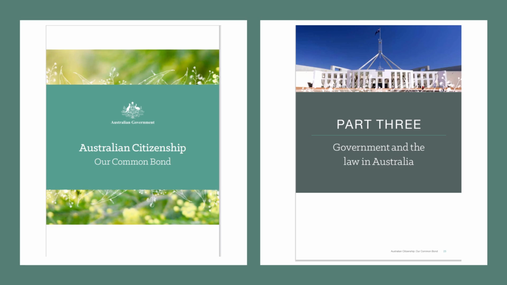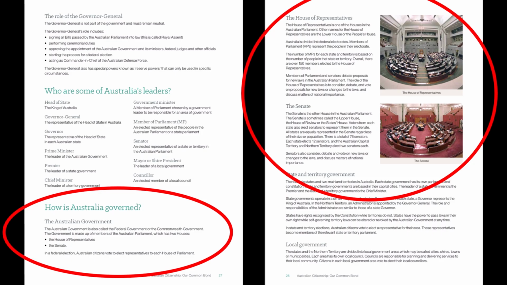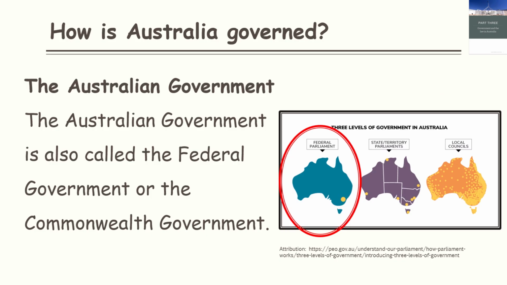Episode 26. Today's episode is taken from Part 3 of Australian Citizenship, Our Common Bond. We are going to have a look at How is Australia governed on pages 27 and 28. How is Australia governed? The Australian government. The Australian government is also called the federal government or the Commonwealth government.